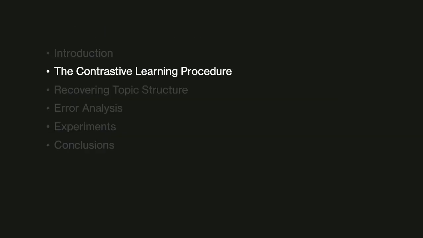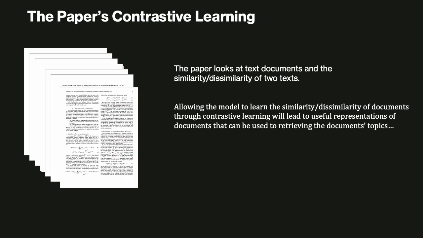Next, we'll look at the contrastive learning procedure used by the authors. So the authors look at text documents and how similar two text documents can be. So the claim by them is that allowing a model to learn the similarity or dissimilarity of documents using contrastive learning will lead to useful representations of these documents that can then be used to retrieve the document's topic information down the line.